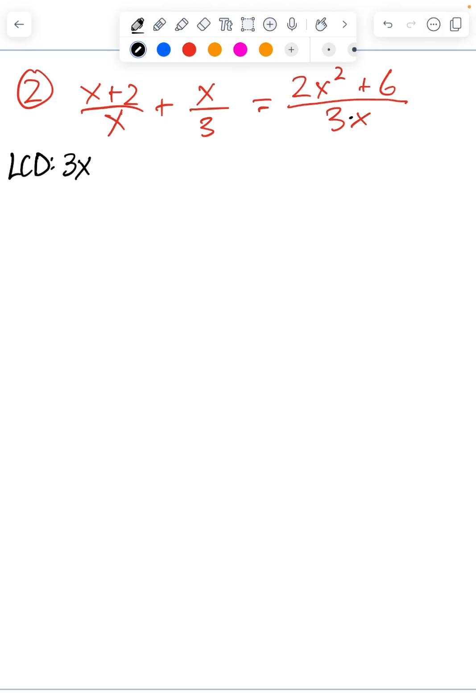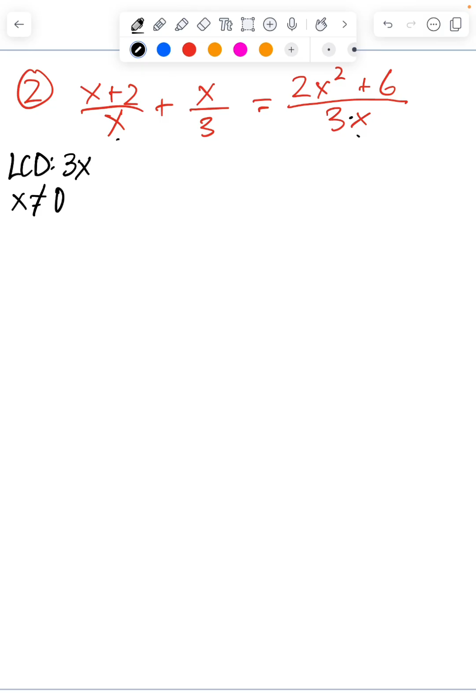So our LCD is just 3x. This one is very straightforward and simple. I'm just multiplying 3 times x, and there's a 3 times x here, so nothing to be done. What can x not be here? What is the extraneous solution? Over here, I have an x, and over here I have an x. So I have to look at what I can put into these x to make it 0. That's simple, I just insert x as 0. That's it, there's nothing else here.